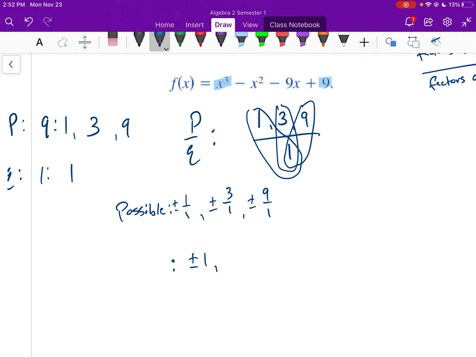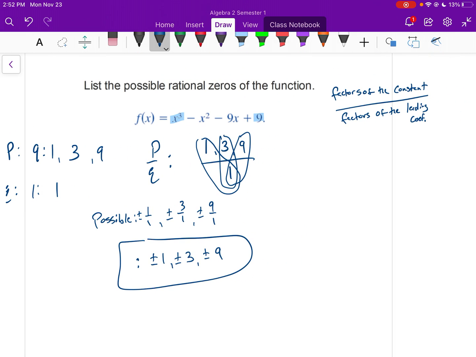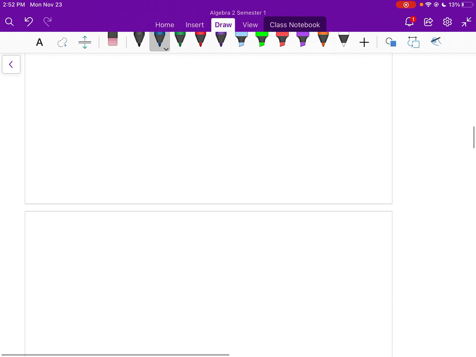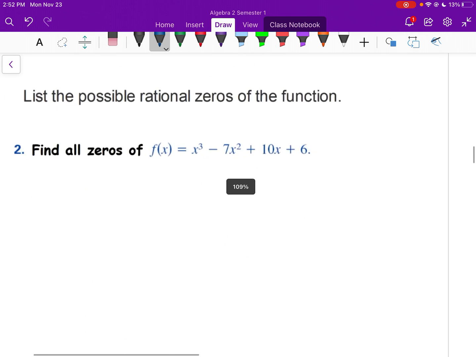Now let's go ahead and simplify those. 1 over 1 is 1, 3 over 1 is 3, 9 over 1 is 9. So our possible solutions for this polynomial would be plus or minus 1, plus or minus 3, and plus or minus 9. So when it comes to finding possible rational zeros, it's the factors of the constant over the factors of the leading coefficient, and you're taking every combination possible.